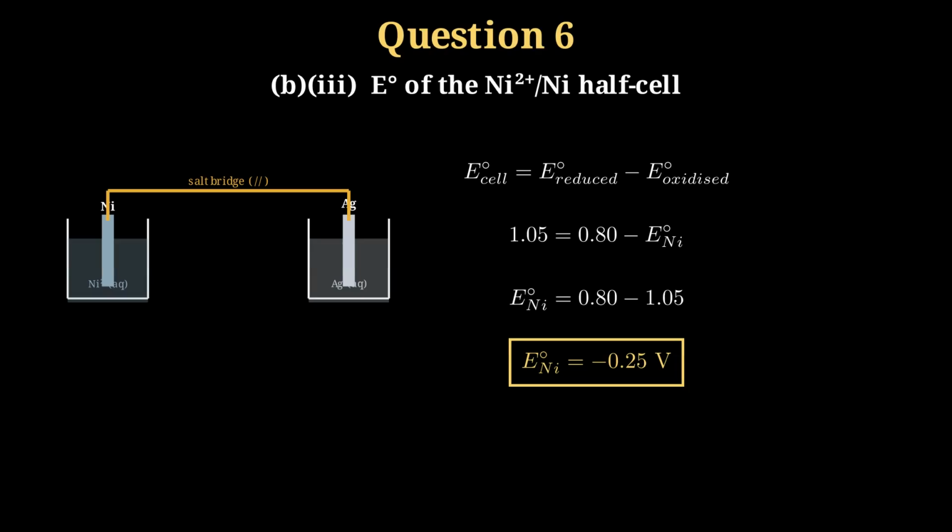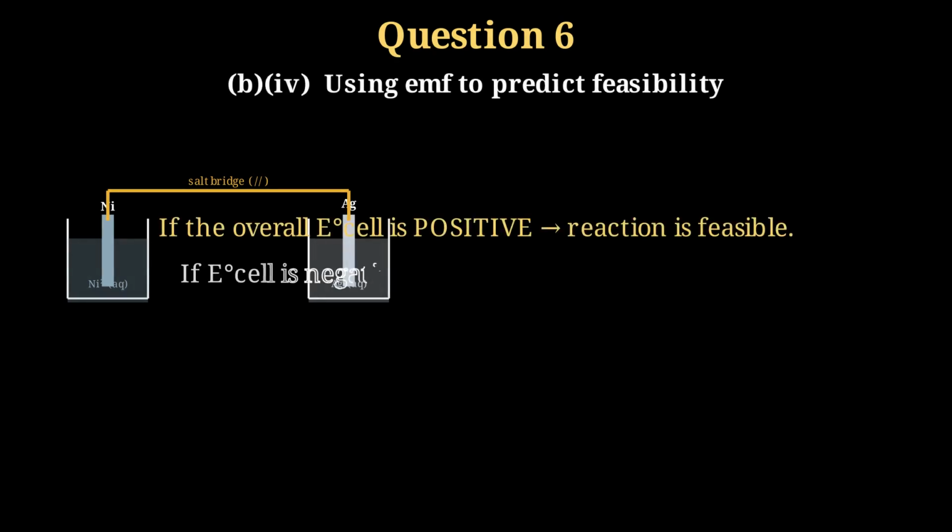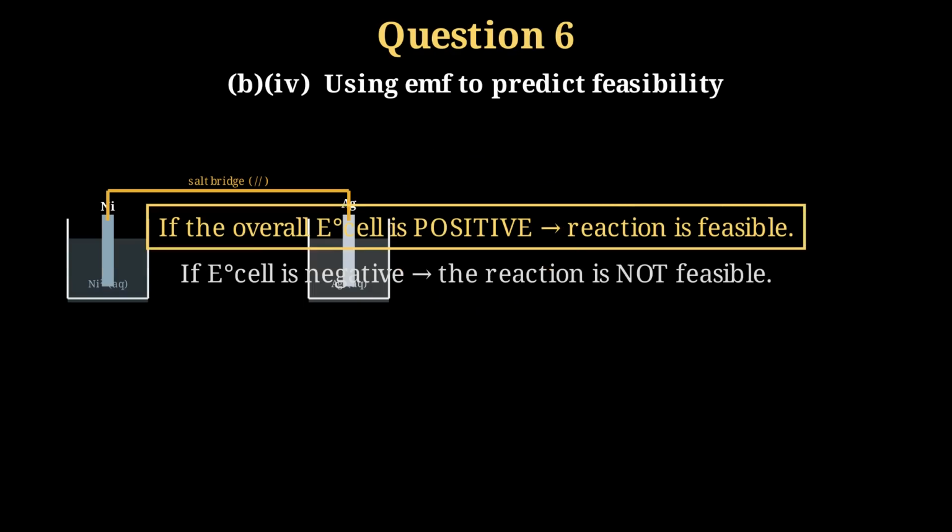The negative sign makes sense. Nickel is more easily oxidized than silver. Part 4. How EMF predicts feasibility. The rule is simple. If the overall cell EMF works out positive, the reaction is feasible. It will happen. If it comes out negative, the reaction is not feasible.